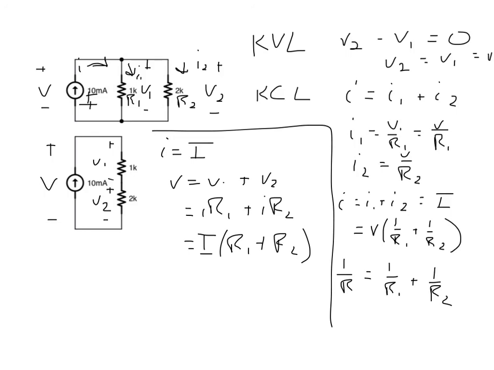And this is the famous combination of resistors in series. Resistors in series, you can have an equivalent R, which is just R1 plus R2. And so that's how we use Kirchhoff's laws to solve more complicated circuits.